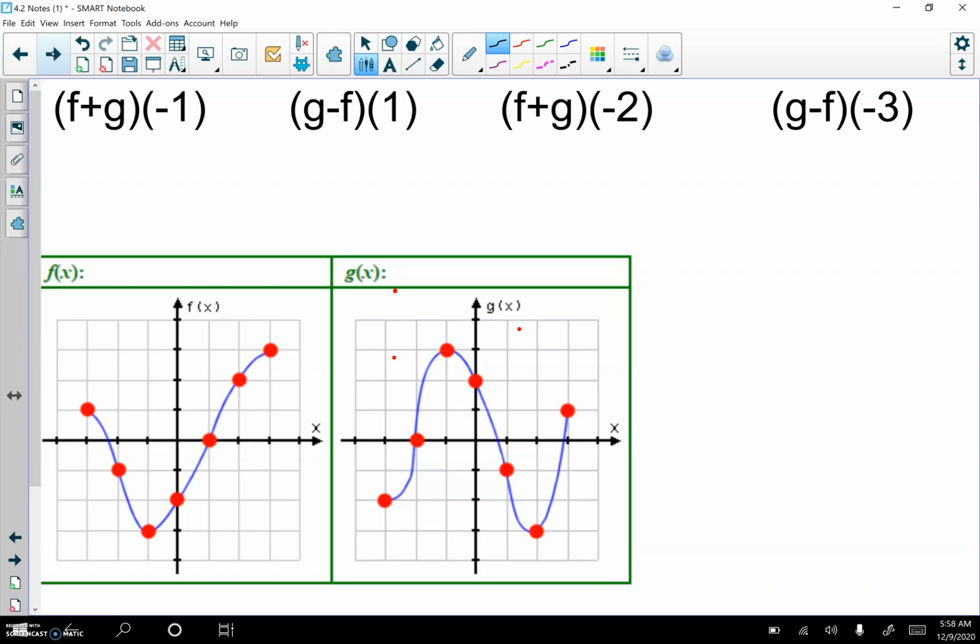And I'm going to have you do this screen. So if you can pause it, I'm not going to actually do this till we get into class. So you're going to do this screen, which is the same. Remember to go f of negative 1. Now we're adding that number, whatever that is, to g of negative 1. So you're going to pause that and do that.